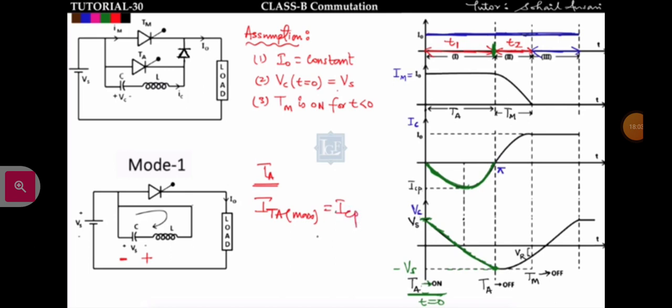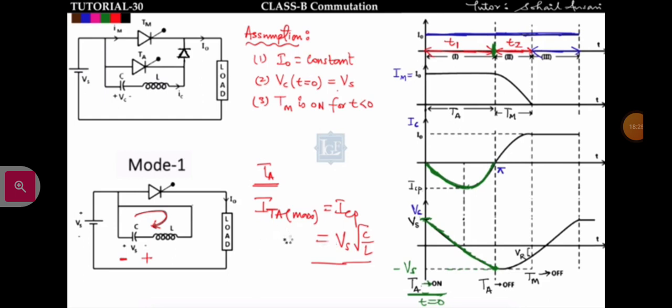We have seen the current equation, ICP, that is equal to Vs under root C by L. I will take the mode because the thyristor won't allow the reverse current. I am assuming IC current is flowing like this, that's why the current I am getting is negative, but in the actual scenario the current is flowing in the clockwise direction. So ITA max will come out to be ICP, that is equal to Vs under root C by L.